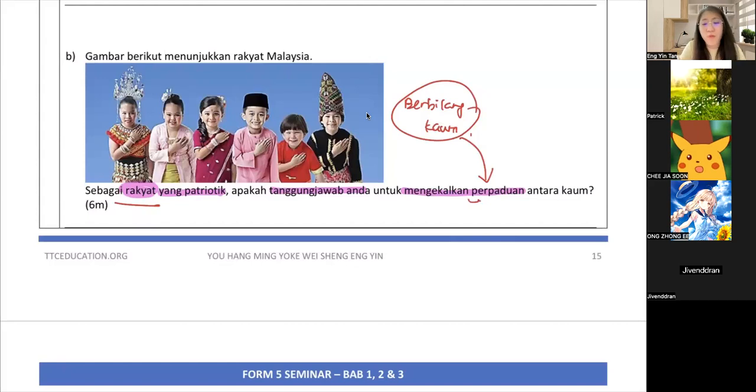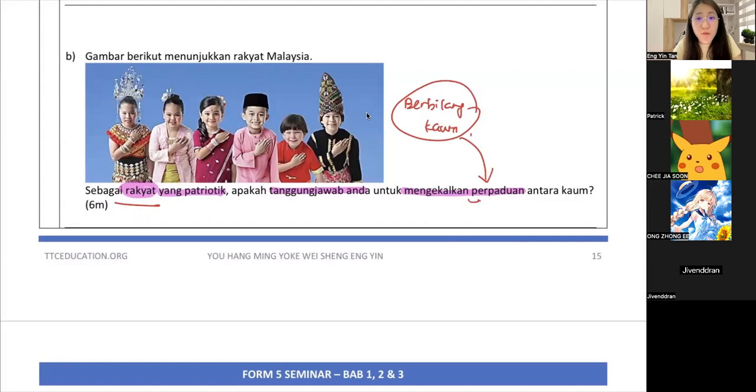tidak memupuk perkauman. And you can use another word mah. You can say you don't promote perkauman. You say we use another way. When you write this kind of kebat answer, try not to use a negative. Instead, you can use a positive way to describe, like we can encourage memupuk instead of saying tidak memupuk.